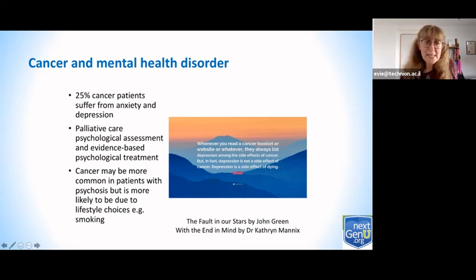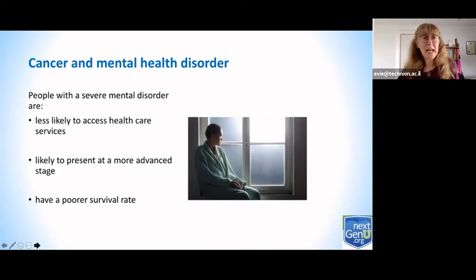Anyway, certainly cancer also may be more common in patients with psychosis, but it's likely to be due to lifestyle choices such as smoking more rather than any other reason. However, cancer and mental health disorder, people with severe mental health disorder are sadly less likely to access healthcare services. They're therefore likely to present at a much more advanced stage. And for example, they may not have gone to have their regular mammograms or the regular cervical smears. And therefore, if you present at a more advanced stage, you're likely to have a poorer survival rate.